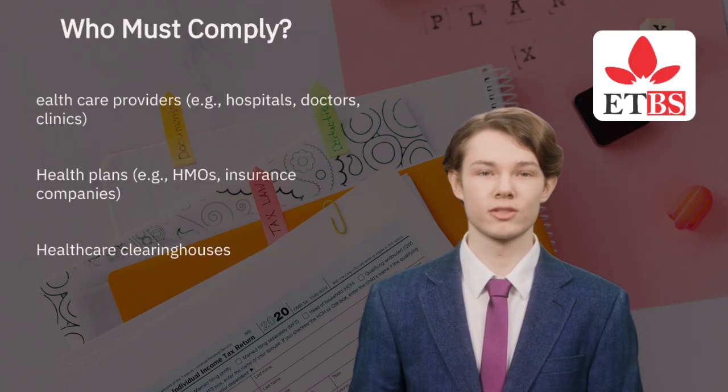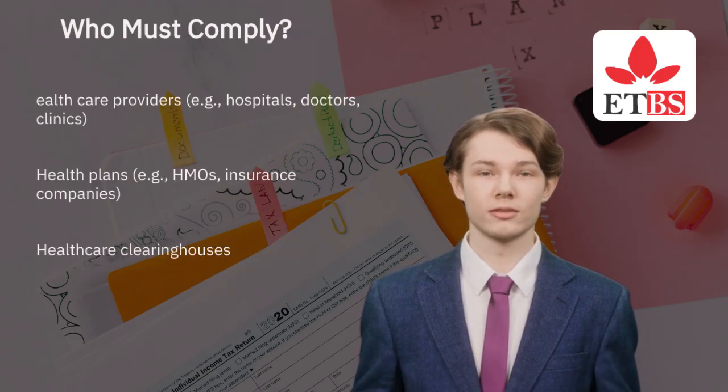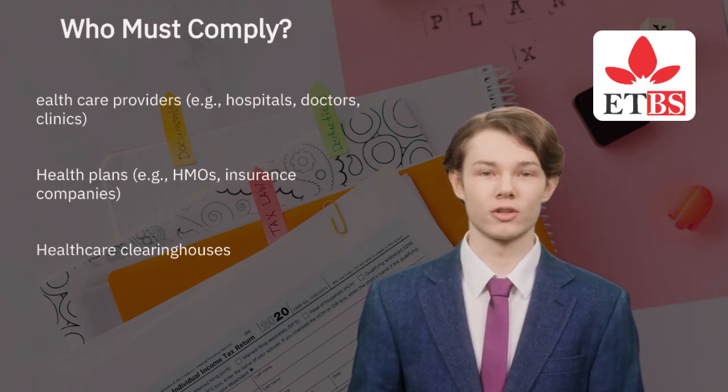2. Who must comply? Covered entities, CEs: healthcare providers, e.g. hospitals, doctors, clinics; health plans, e.g. HMOs, insurance companies; healthcare clearinghouses. Business associates, BAs: any person or company performing services on behalf of a CE that involves PHI access, e.g. billing services, EHR vendors, legal consultants.